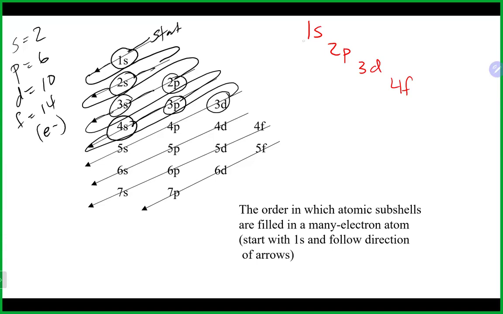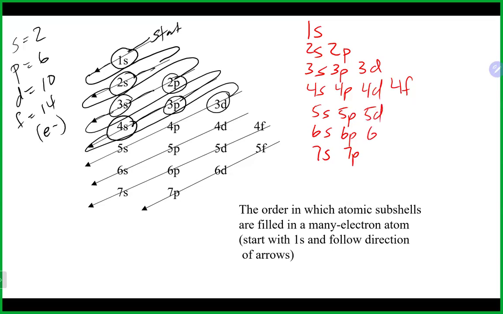It'll be all right. So you just go 2s, 3s, 4s, 5s, 6s, 7s, 2p, 3p, 4p, 5p, 6p, 7p, 3d, 4d, 5d, 6d. Even if you went to 7, it's okay. You're not going to get there anyway, but you don't have to. 4f, 5f. You've now just recreated that pretty quickly and easily.